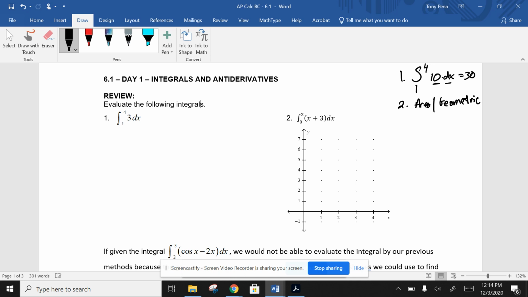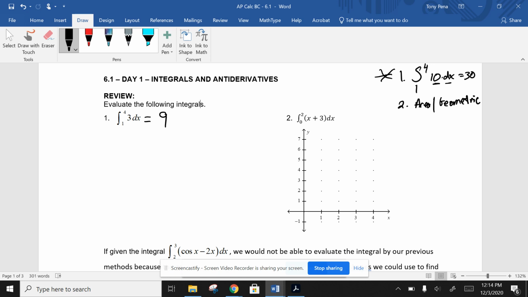So yesterday you had two different triangles. We did one where we had a quarter circle. We can use geometry formulas. So that's what these two are, just a quick little review. If I ask you what the value of this one is, it's 3 times our difference in x. Our difference in x would be 3, so that has a value of 9. So number one, we can use this first method. It's a constant. We just multiply it by our difference in x.